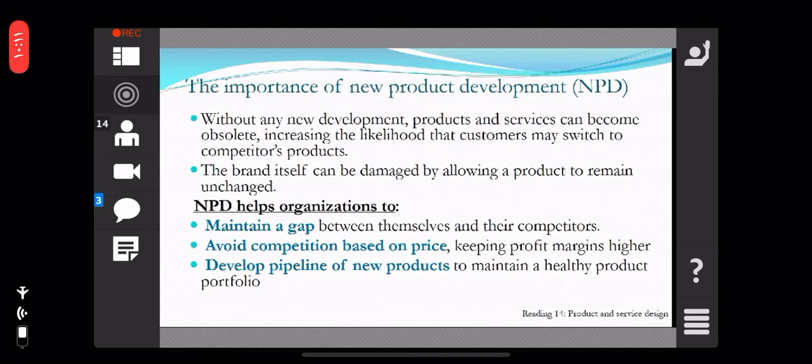Avoid competition based on price, keeping profit margins higher. Even if, let's say, this new product development in any organization avoids competition. There will be no competition. This new product development avoids competition based on price, even if your prices are high.